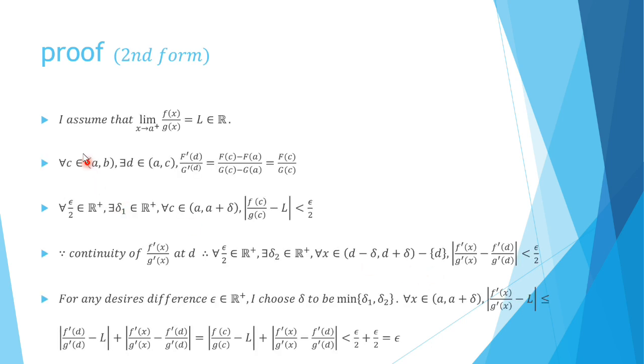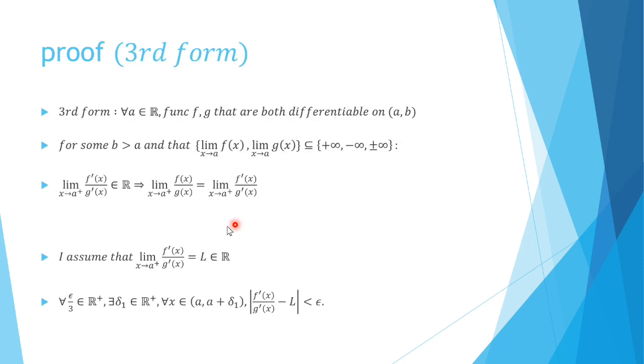I assume that the limit of f over g is a real number L. This is obtained from the CMVT, and this is the assumption. This is the continuity of f prime over g prime. Combining them together, I get the desired result, that the limit of f prime over g prime is L.